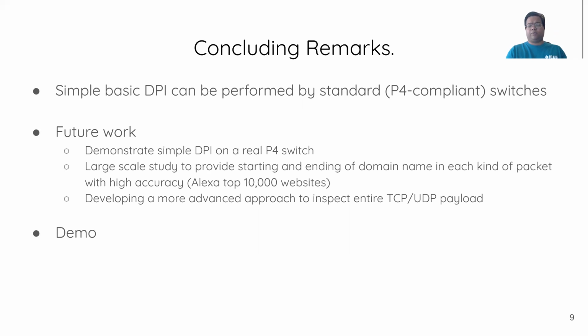In conclusion, we observe a basic case of string matching is viable via P4 compliant data plane switches. In future, we would like to build the solution on P4 compliant real switches rather than using a BMV2 software data plane. It would be interesting to see the distribution pattern of the starting and ending position of domain names in packets for more websites to get more accurate stats on starting and ending positions. We would also like to develop a technique to inspect the complete TCP and UDP payload, eliminating the issue of variable positioning of domain names in network packets.